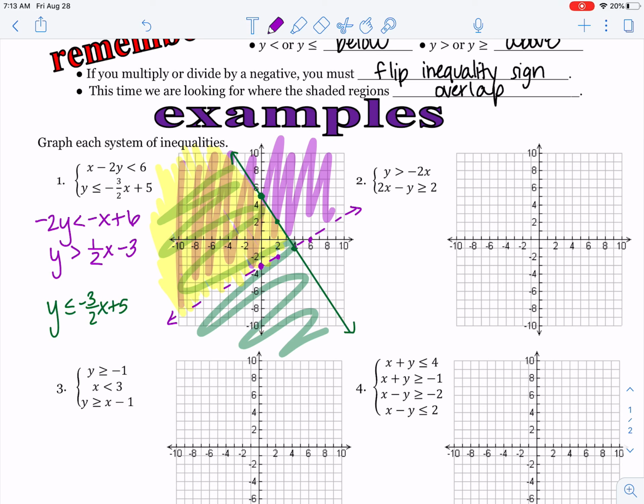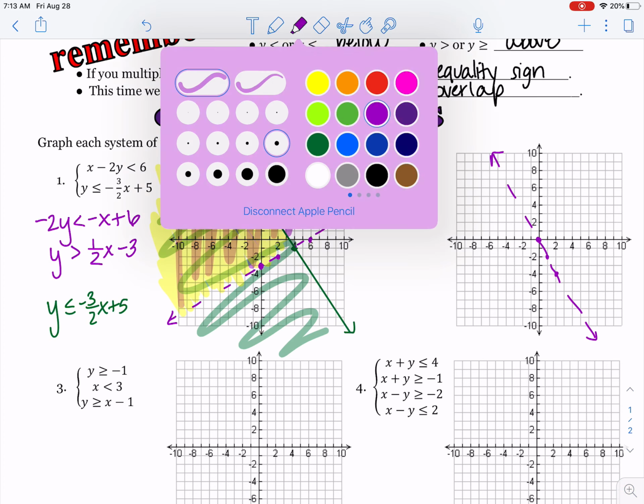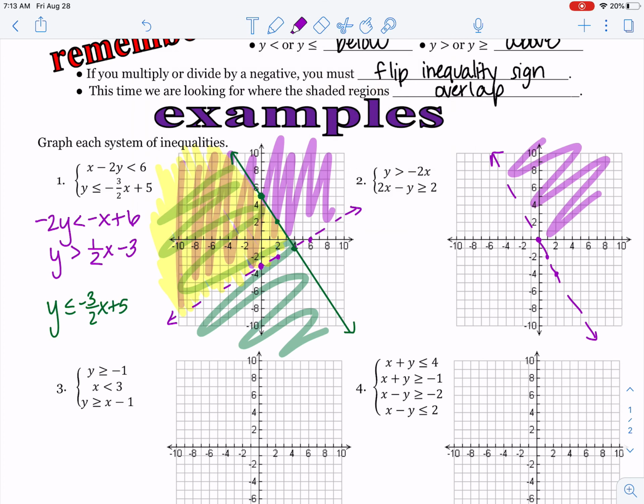Y is greater than -2x. That has a y-intercept at 0. And I'm going to go down 2 and to the right 1 because its slope is -2. It is greater than, so I have a dashed line. And I am interested in greater than, so I'm going to shade above.